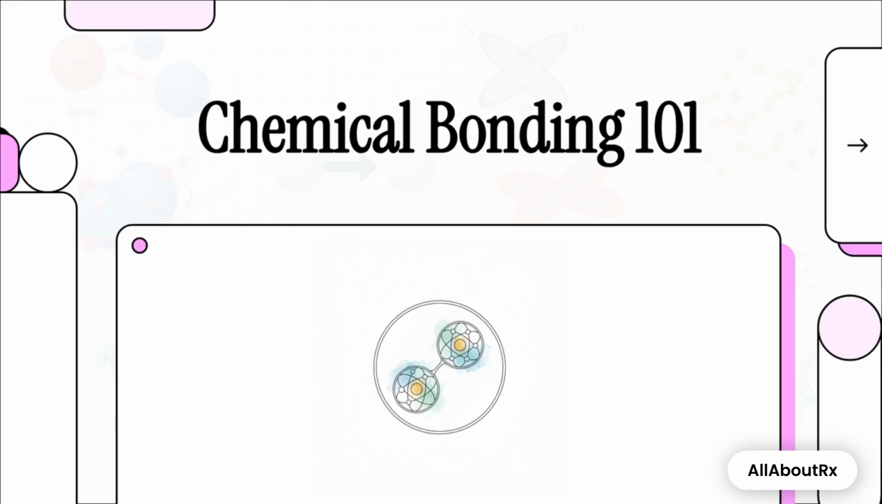Why do atoms actually bond in the first place? Well, it's all to lower their total energy and become stable. Let's dive into the different ways they hold themselves together.